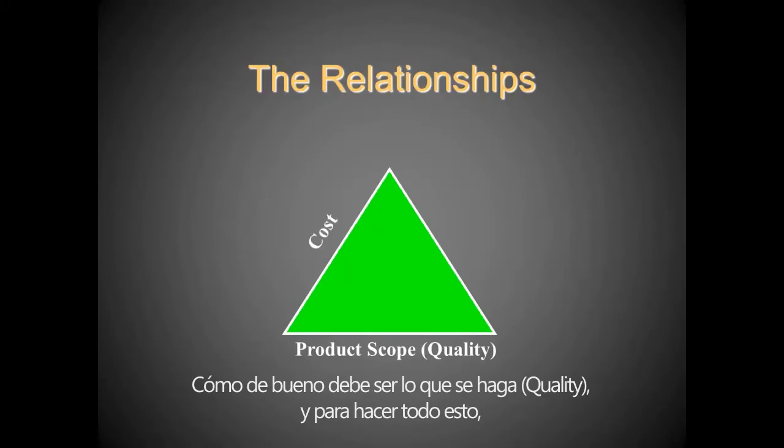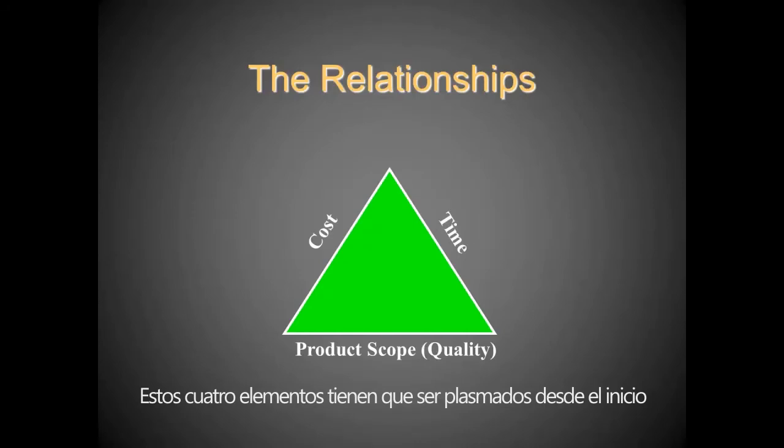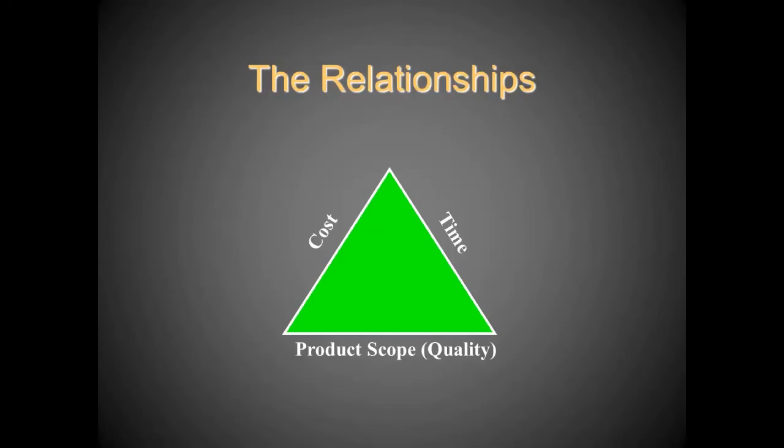Now, to do that, it will cost this much money and take this amount of time. These 4 elements at the beginning need to be laid out so that they obey the laws of the physical universe. These need to be laid out so that we actually can accomplish this scope at this quality level within this budget and get it done and delivered in the time frame that is laid out.